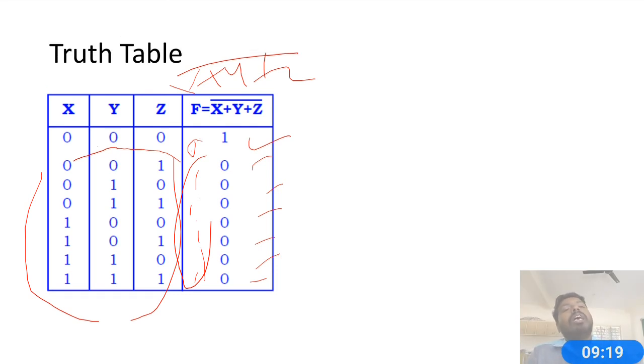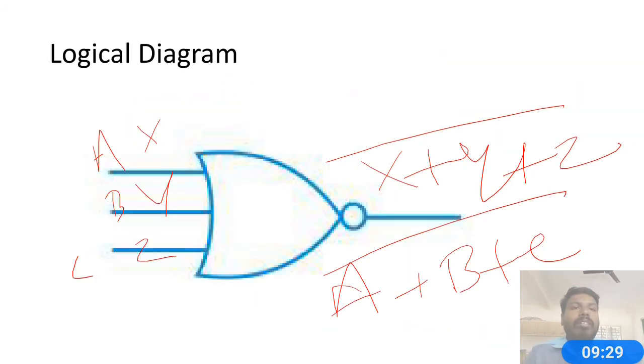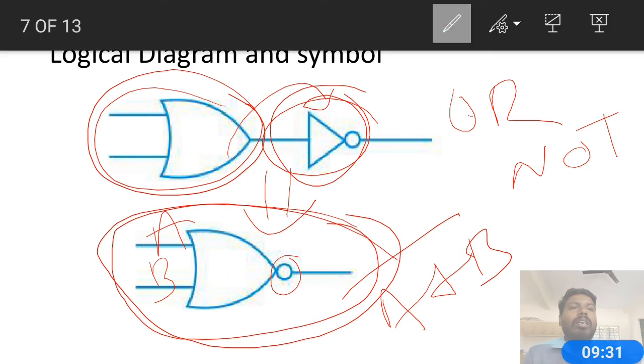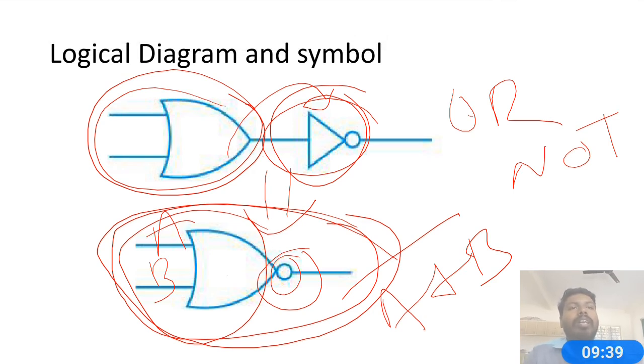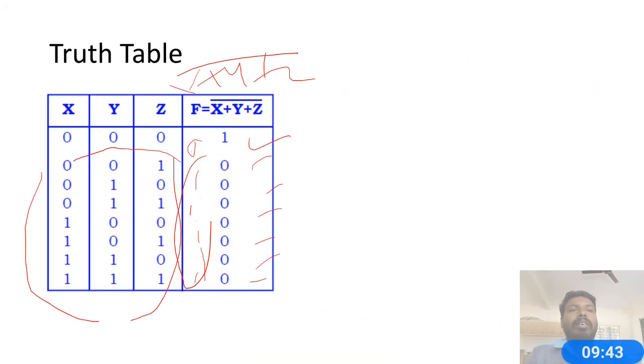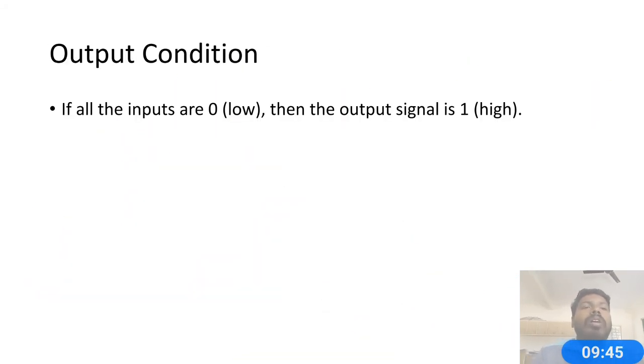Dear students, the NOR gate is too simple. First we have to find the OR, then we have to take the complement of the OR. This is what we saw in the logical diagram. First we have to find the OR, then we have to take the complement of the output, then we will get the NOR gate. Understand? Right. What is the output condition?